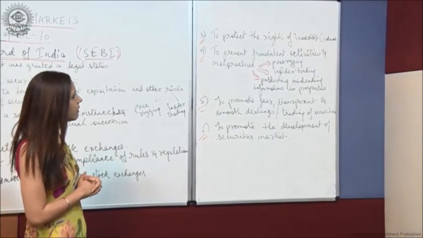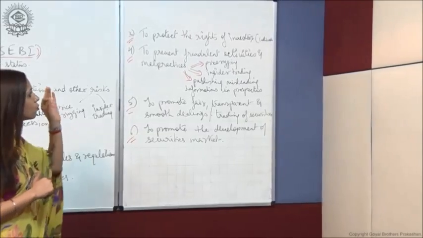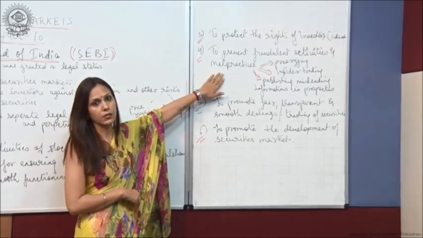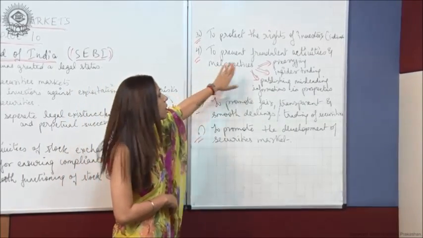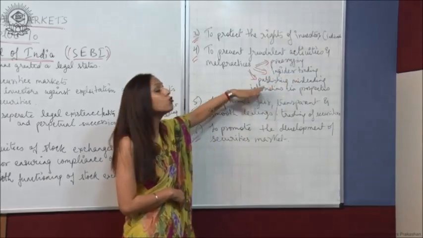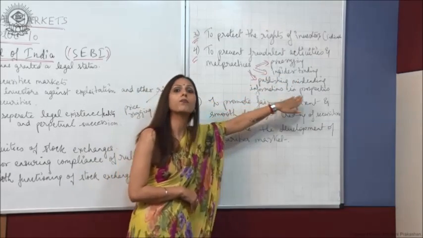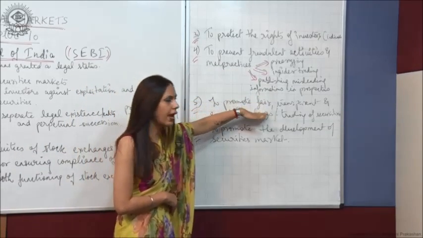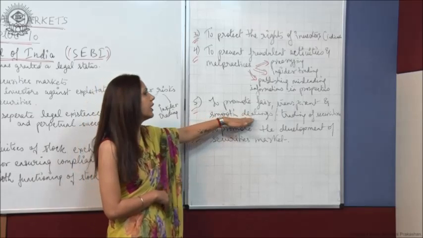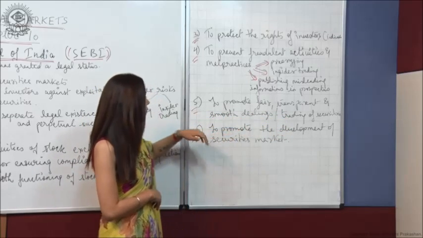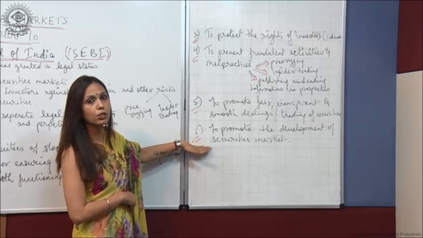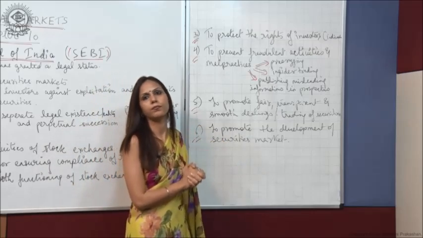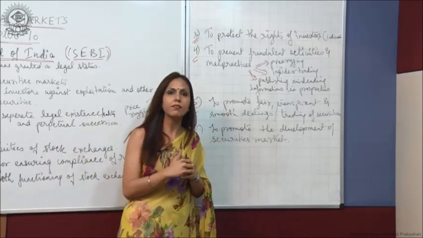Fourth objective is to prevent fraudulent activities and malpractices, like price rigging, insider trading, and publishing misleading information in prospectus. Fifth objective is to promote fair, transparent and smooth dealings or trading of securities. Sixth objective is to promote the development of securities market in India. So these are the various objectives of SEBI.